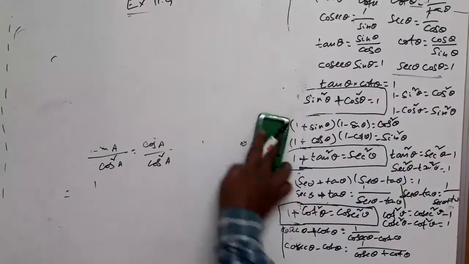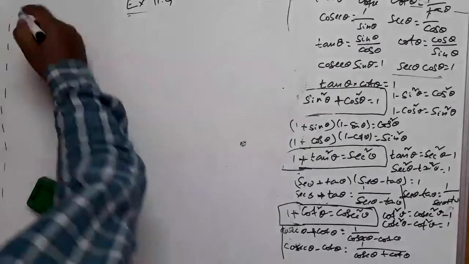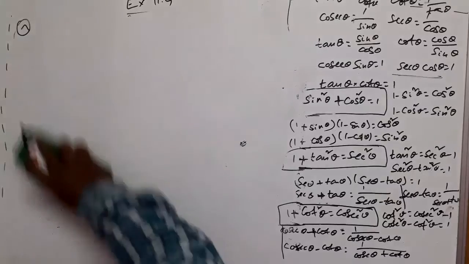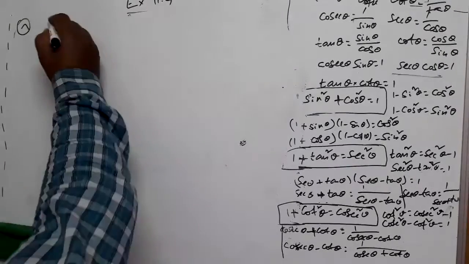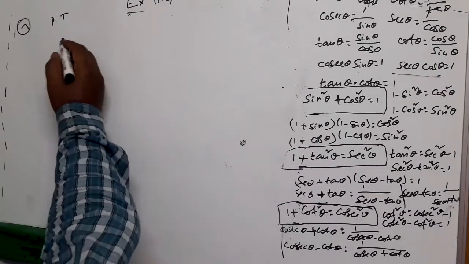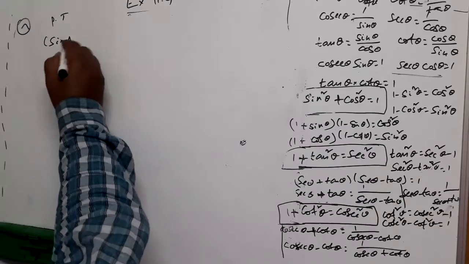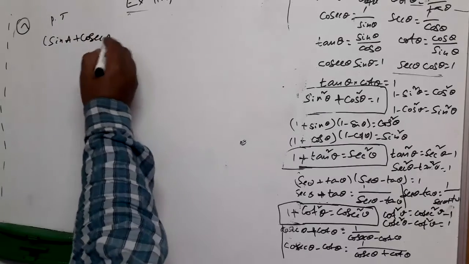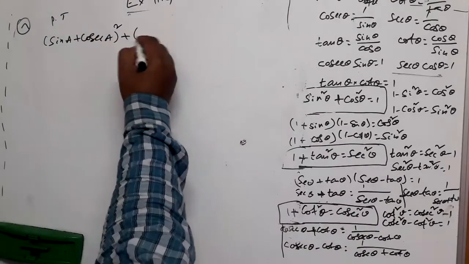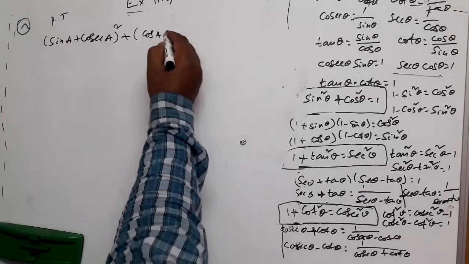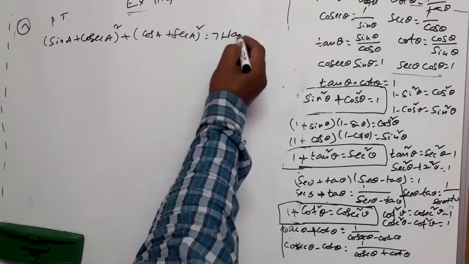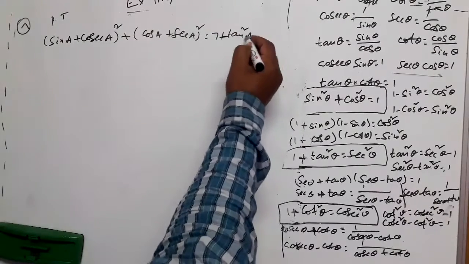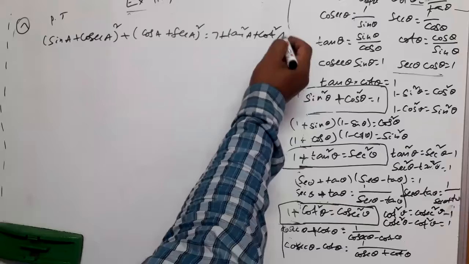Question number 7. Your approach is important while solving questions. What is required? What do you have? How shall we proceed? How should you think? That is important. Prove that sin A plus cosecant A whole square plus cos A plus secant A whole square is equal to 7 plus tan square A plus cot square A.